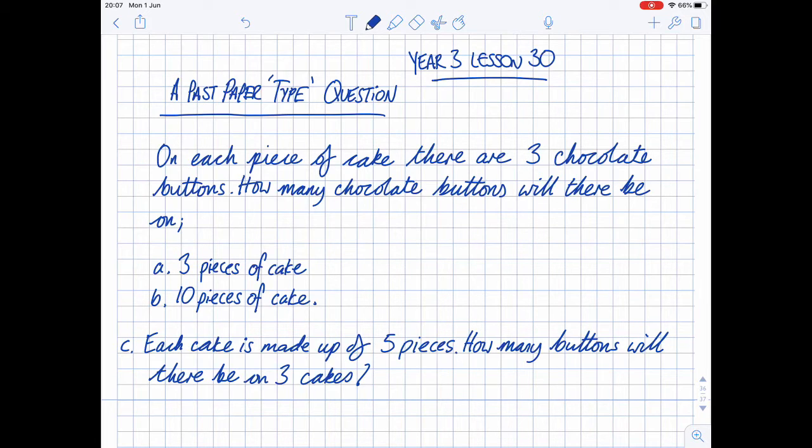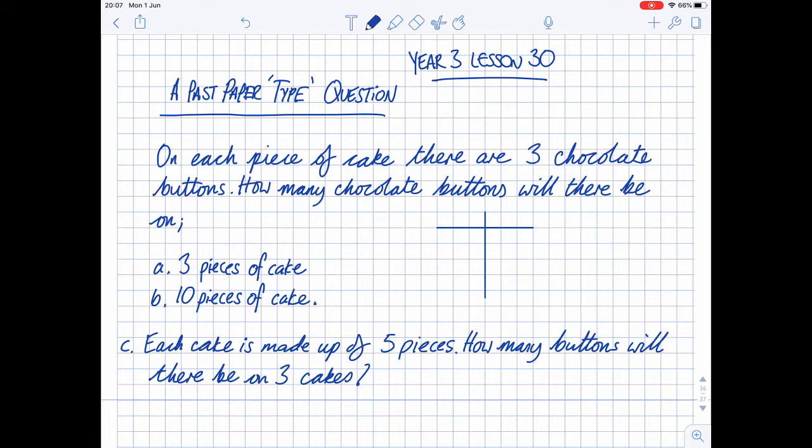All right then, so on each piece of cake, there are 3 chocolate buttons. How many chocolate buttons will there be on? And I've given you 2 questions, haven't I? So again, if you hear some squeaking, it'll be my dog and his toy. He always does it when I'm talking on an iPad. So you didn't have to do this, like I did before. You didn't have to, but I find it really helps.